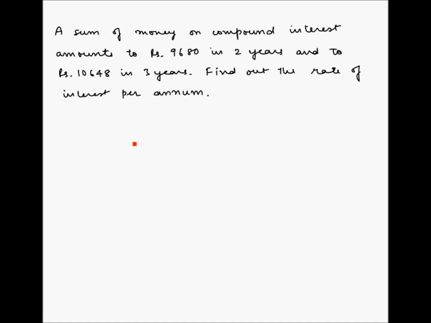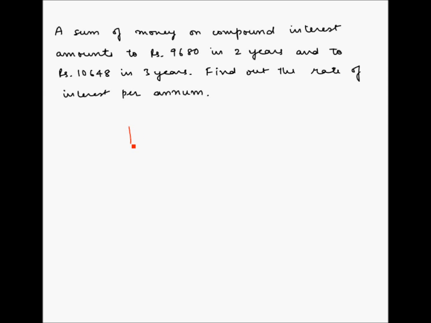A sum of money on compound interest amounts to rupees 9,680 in 2 years and to rupees 10,648 in 3 years. Find out the rate of interest per annum.